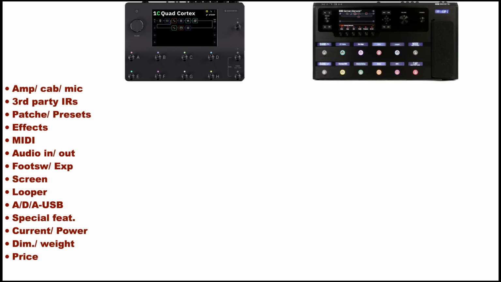We will now check the differences between the two units considering the following parameters: number of amps, cabs and microphones built in, third-party IRs availability, number of patches and presets, number of effects and effect chain management, MIDI possibilities, audio inputs and outputs, foot switches and expression pedal available, screen size, looper capabilities, ADA conversion and USB channels available in both the units, special features, current, power, dimension, weight and price.